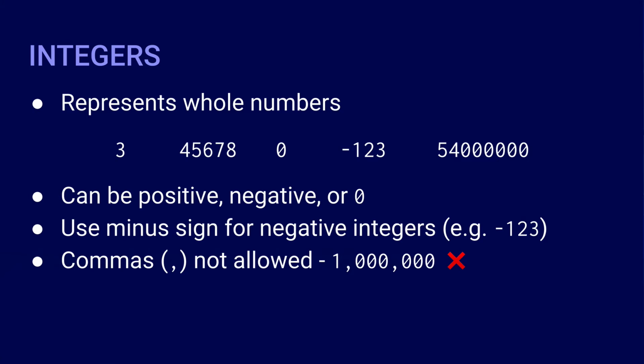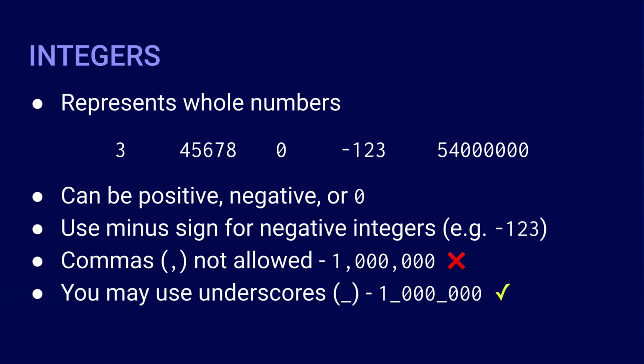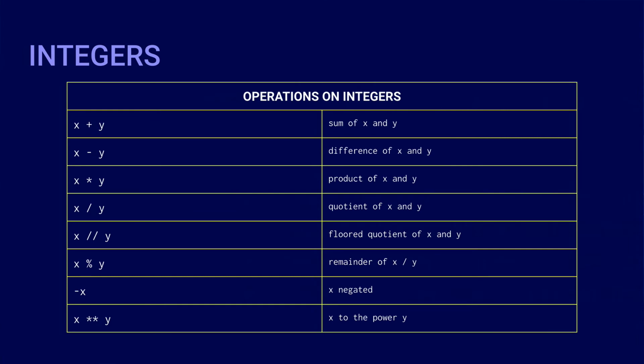You can, however, use the underscore in place of a comma to group digits for better readability. For example, you can write the value 1 million like so, 1_000_000. Now, I mentioned earlier that a data type determines which operations can be done on values that fall under a specific data type.